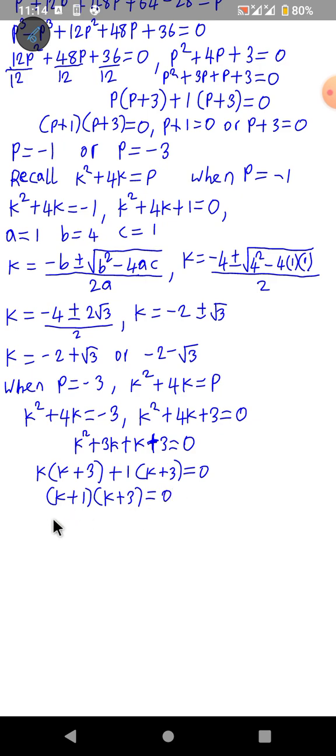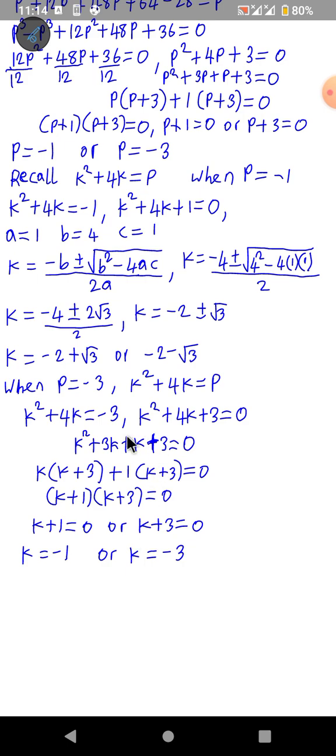Then from here I can say that since both of them are multiplying each other and equal to 0, I can say k plus 1 equal to 0 or k plus 3 equal to 0. So from here I can say that k is equal to minus 1 when I take this plus 1 to the right hand side, minus 1, or k is equal to minus 3.